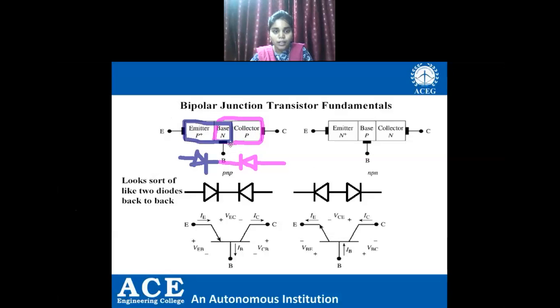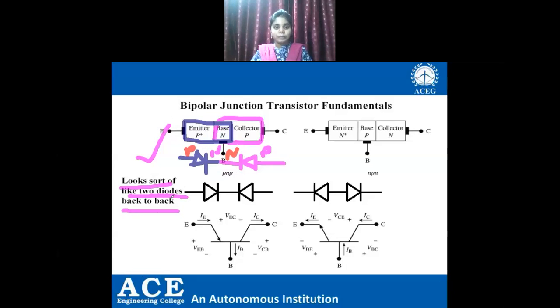Now we can say that these two PNP diodes are connected back to back. We can visualize the transistor in this format. Here P type, and this is N type. This is P type, and this is N type. Clear? Now you can visualize our bipolar junction transistor looks sort of like two diodes connected back to back.